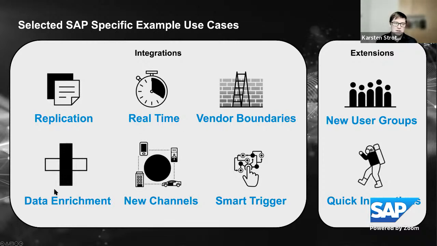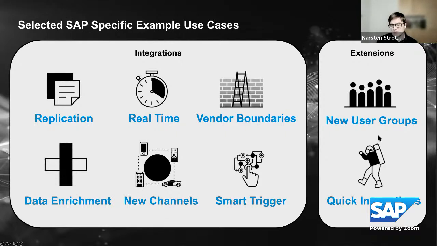Data enrichment: you fire an event, you add additional data to that. New channels: you could consume those events via channels that are not the typical components from where you would access SAP systems. Smart triggers: you have an event and that does trigger a workflow, and before triggering the workflow, you potentially collect data using the data enrichment approach from other systems.